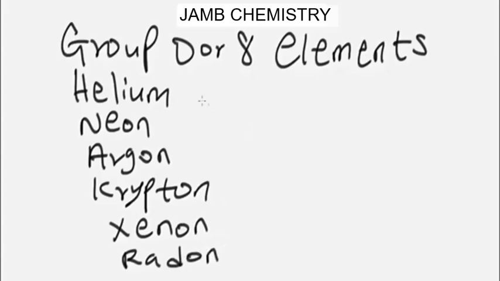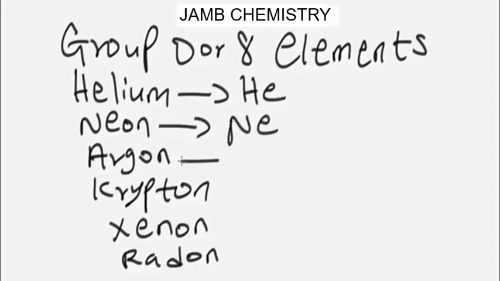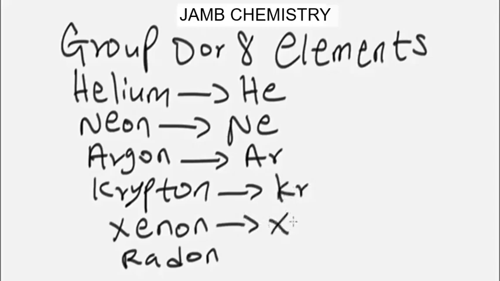The short form for helium is He, the short form for neon is Ne, for argon is Ar, for krypton the short form is Kr, for xenon the short form is Xe, and for radon the short form is Rn. Now these are the basic elements in group 8 or 0 of the periodic table.